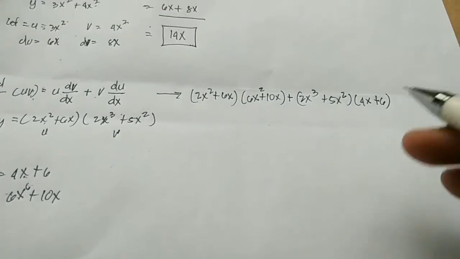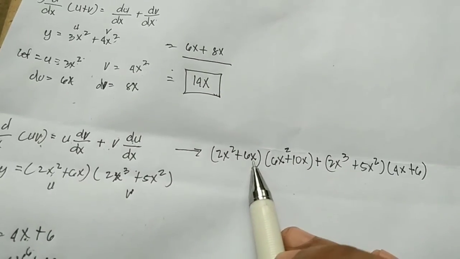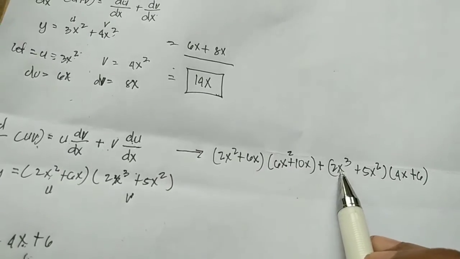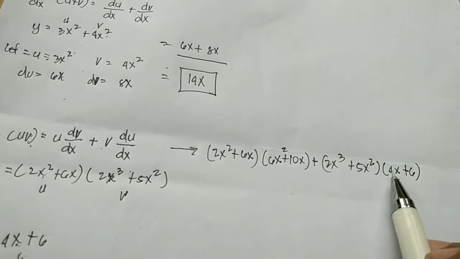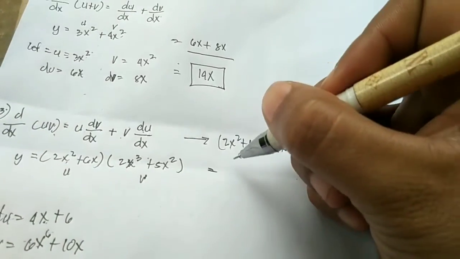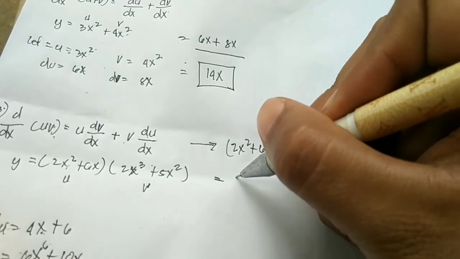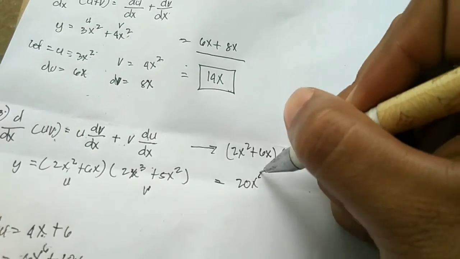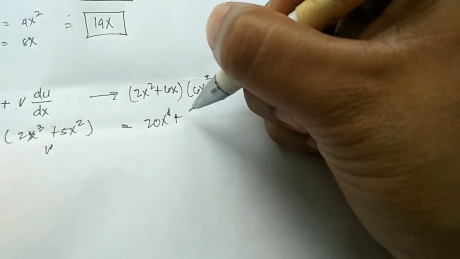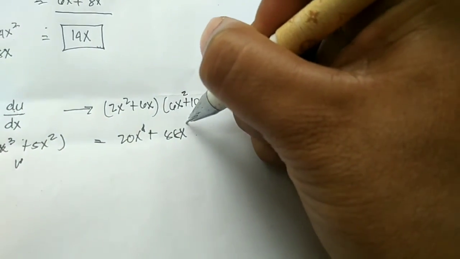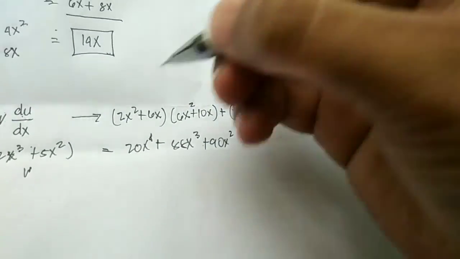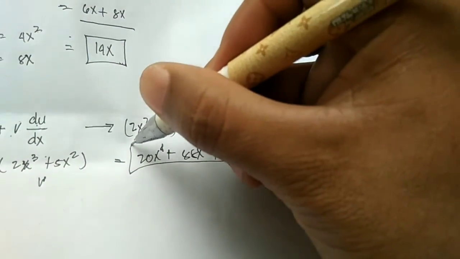So 2x squared plus 6x times 6x squared plus 10x, plus 2x cubed plus 5x squared times 4x plus 6, is equals to, if we use the calculator, 20x to the power of 4 plus 88x cubed plus 90x squared. So this is our final answer.